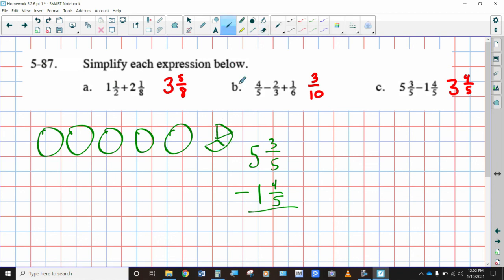Perfectly drawn. Okay, now I'm going to take away 1 4/5, but I don't have 4/5 to take away. So I'm going to have to borrow from this one and turn that into 5/5. So that's like me taking the 5, making it a 4, and then adding 5/5 here. So what do I really have here? I really have 4 and 8/5. I haven't changed the total. It's still 5 3/5. I've just rewritten the fraction and the whole number part so that now I can take away 4/5.